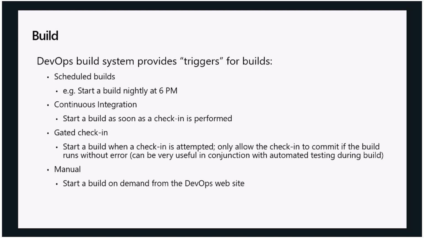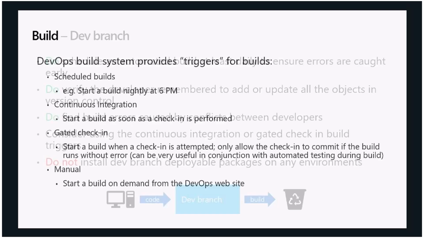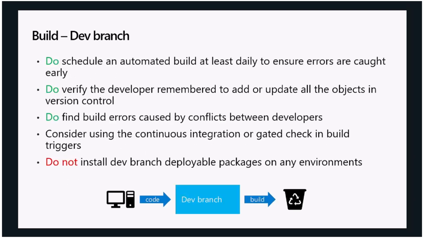All of the normal interaction that you do with the builds can be done from the DevOps website. There's very little need to RDP to the build machine. You should not be doing that on a regular basis. It runs by itself, and you use it through the DevOps website. Some of our best practices: do schedule an automated build at least daily to ensure errors are caught early.